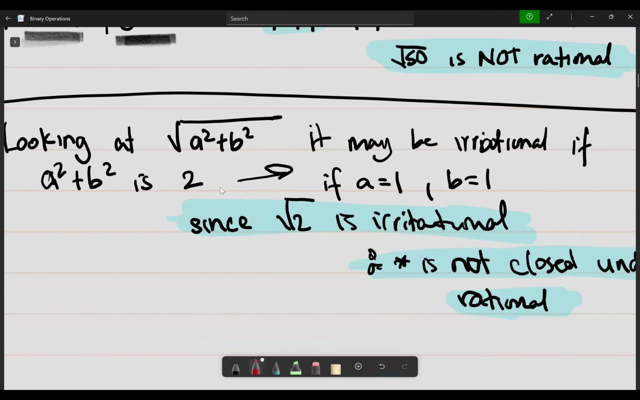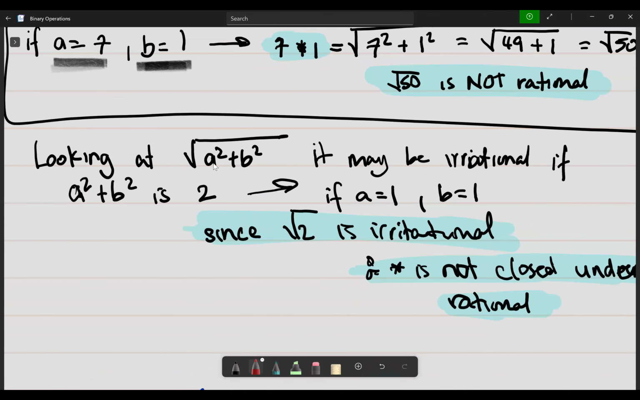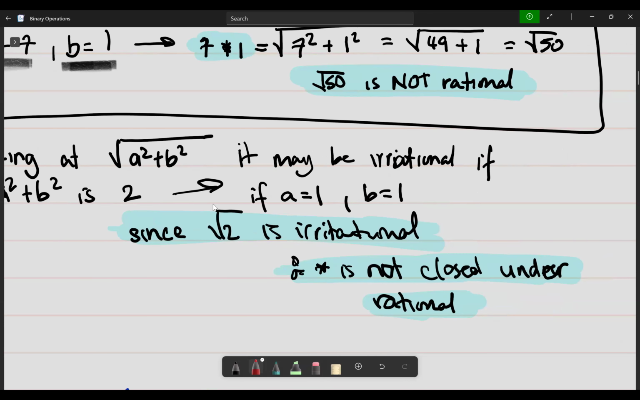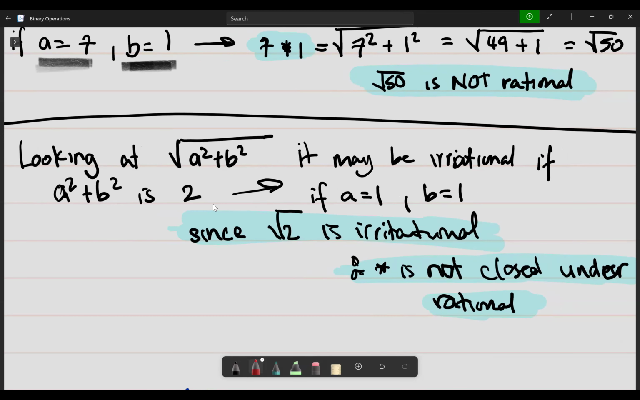Similarly, we could just look at the square root of a squared plus b squared. It may be rational if a squared plus b squared is 2. Like the square root of 2 is not rational, it's irrational. So star is not closed on the rational numbers. So a and b, maybe 1, which is rational, but then I get the square root of 2 as a final answer, which is irrational.